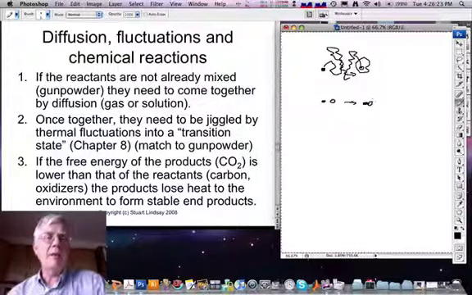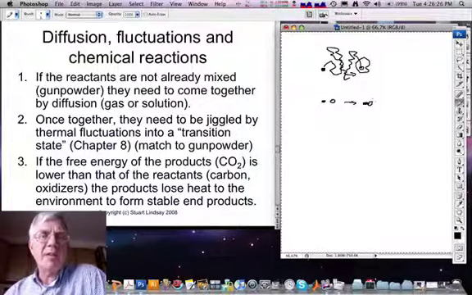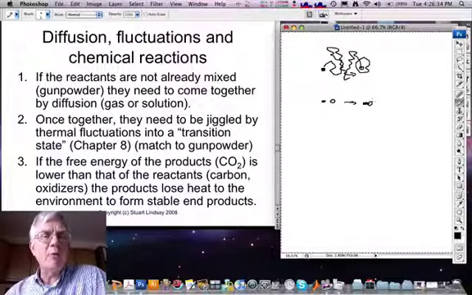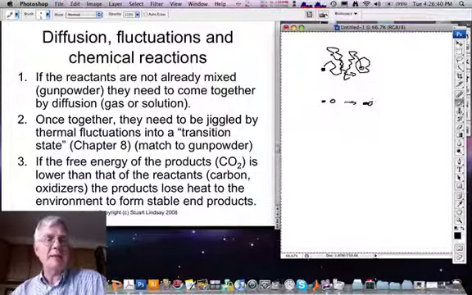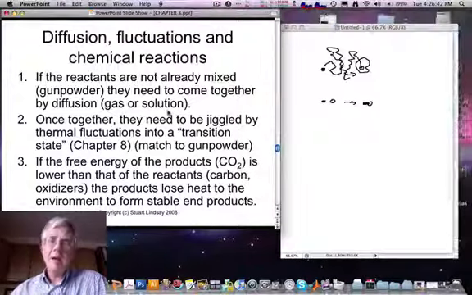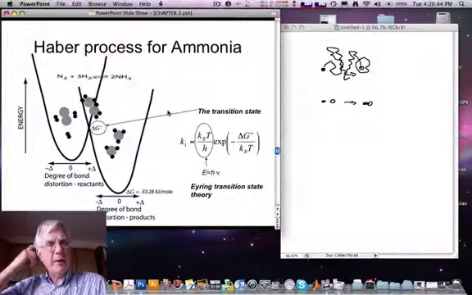This requires thermal fluctuations to drive them into a state in which the two atoms are halfway between being two atoms and a molecule, and it's exactly the reason why chemical reactions require an energy input. You should be glad of this, or gunpowder would always be spontaneously exploding. Let's look at this in a little more detail.